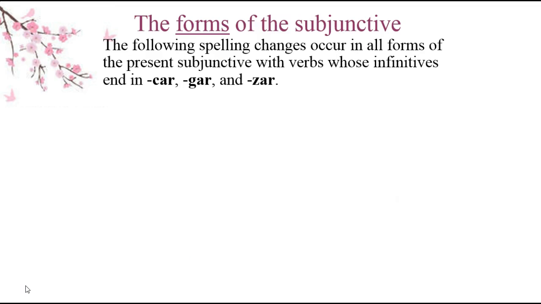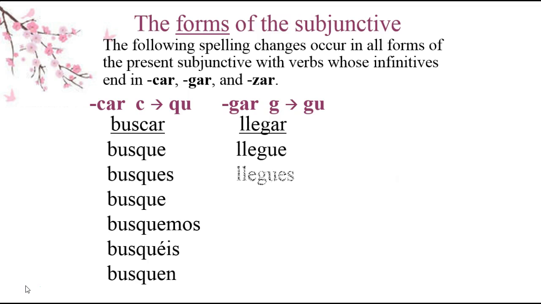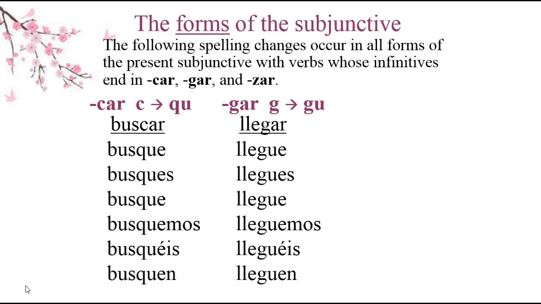Same stem changes. The following spelling changes occur in all forms of the present subjunctive with verbs whose infinitives end in -car, -gar, and -zar. We learned this in the preterite. Verbs that end in -car will change the C to QU. Verbs that end in -gar will change the G to GU. And verbs that end in -zar will change the Z to C.